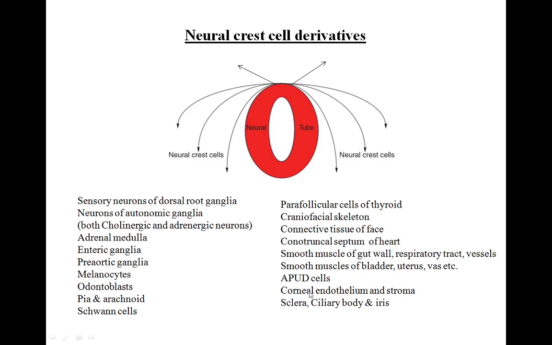Also, they enter into the corneal epithelium. The neural crest cells also enter into the cornea. They also enter into the other parts, other coverings of the eye, that is sclera, iris, ciliary body, all this area. So, there are so many neural crest cell derivatives.